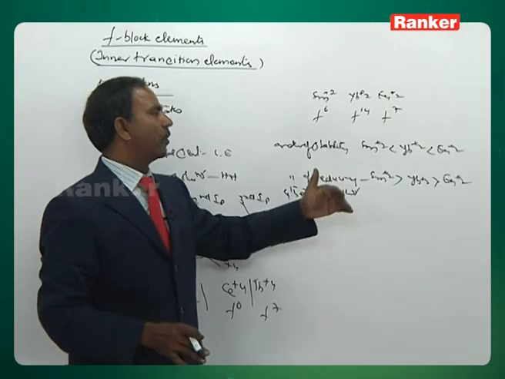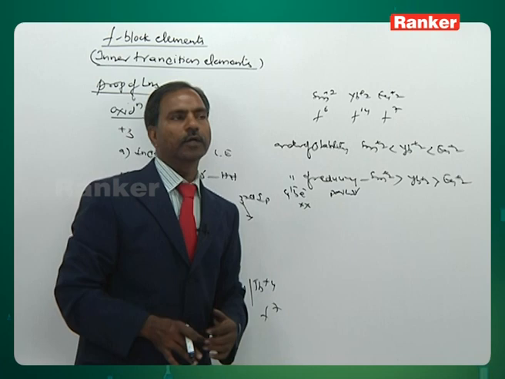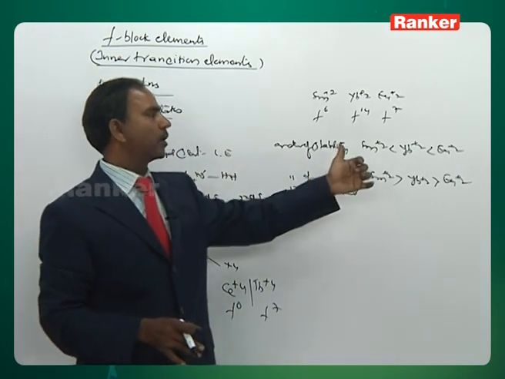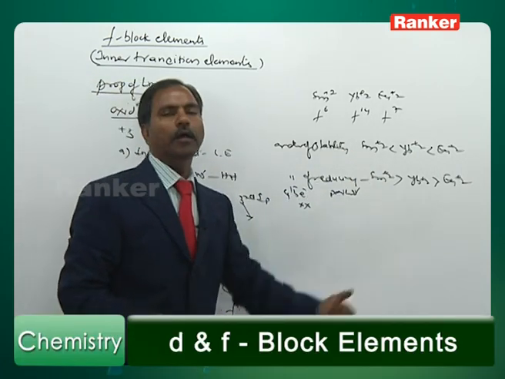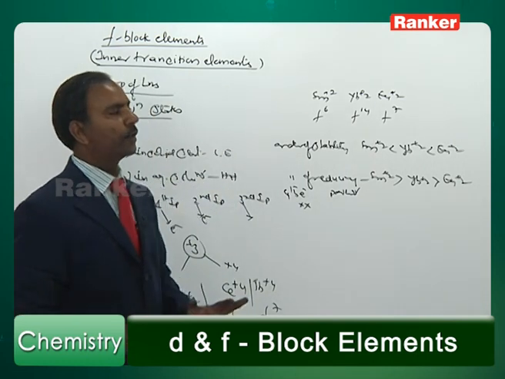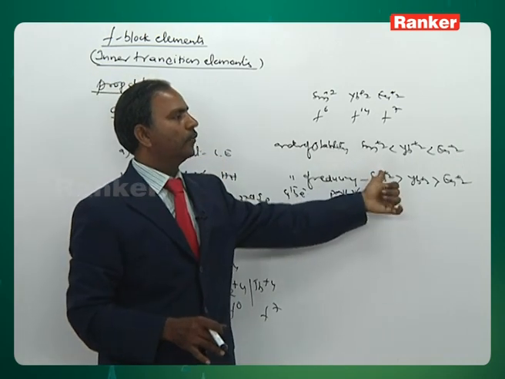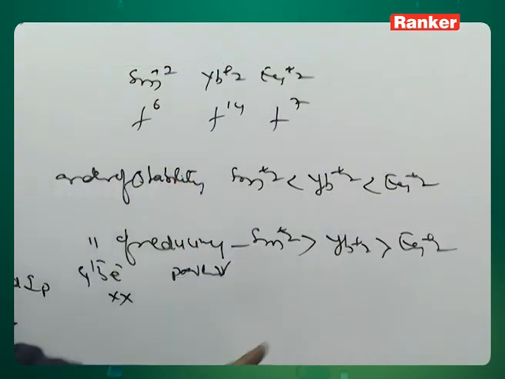They will ask you what is the order of stability of these 3 ions and the order of reducing power of these particular 3 ions. This is the order of stability. This is the order of reducing power of these particular 3 ions. The very important points: the common oxidation state, and the order of stability and reducing power of these 3 ions about these particular oxidation states.